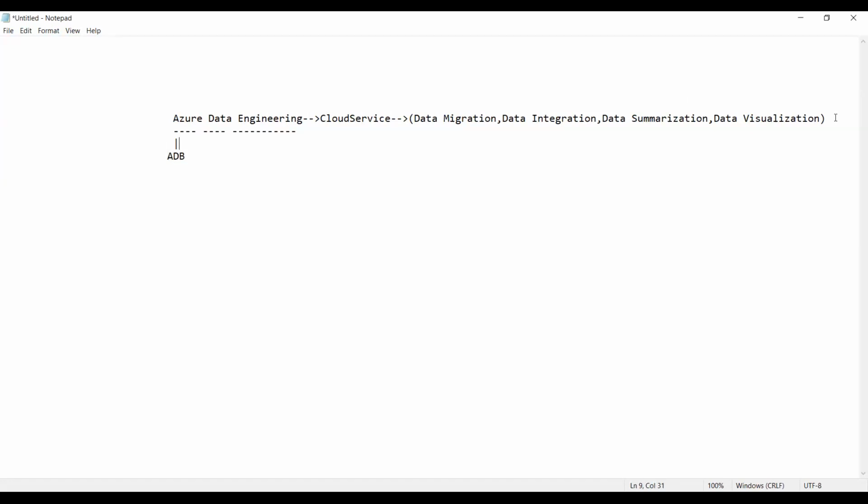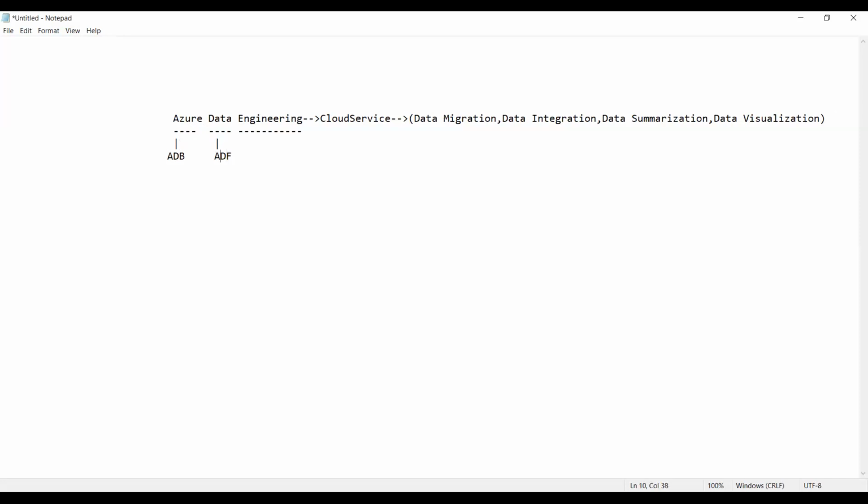Azure Databricks is one of the services provided by Microsoft. That means Databricks is used in Azure, hence it is called Azure Databricks. Whereas Databricks can also be used on Amazon, hence it is called Amazon Databricks. Then we have GCP also, that is Google Databricks. We can use anything.